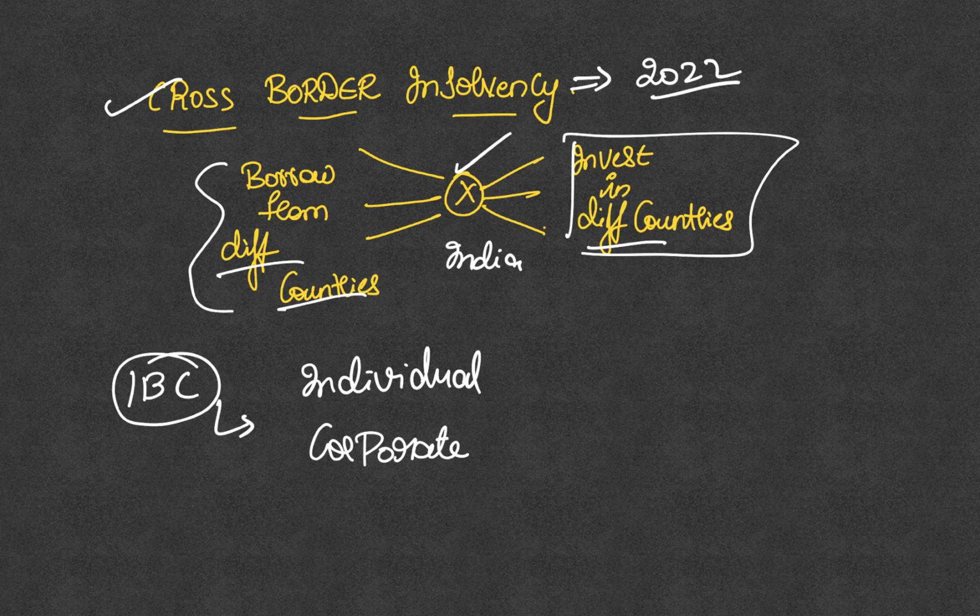In this scenario, IBC is actually falling short of expectations because it only addresses the problems of corporate debtors. What happens if individuals actually give these loans? What is the legal architecture available? This is actually the scenario for a lot of companies involved in this peculiar situation of cross border insolvency.